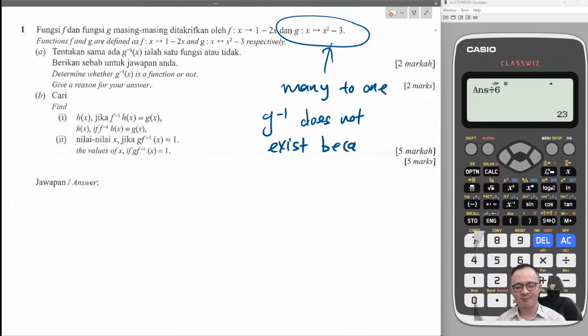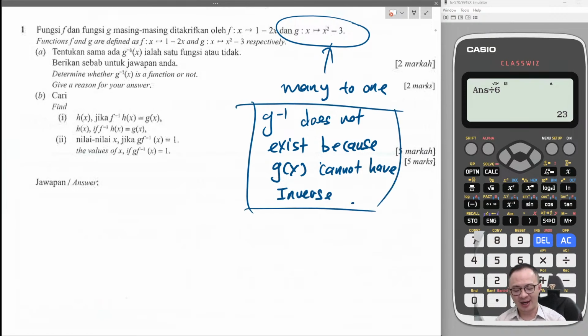Because Gx is not one to one, it is a many to one function. Because Gx cannot have an inverse. Okay, I guess so. Here I said no lah, because they asked yes or no, right? So I said no, then I gave the explanation lah. Okay, cool.